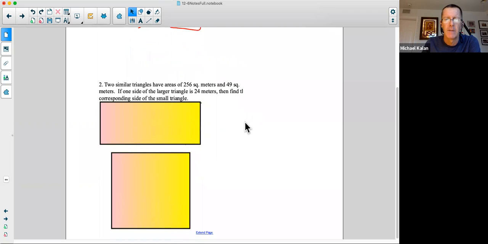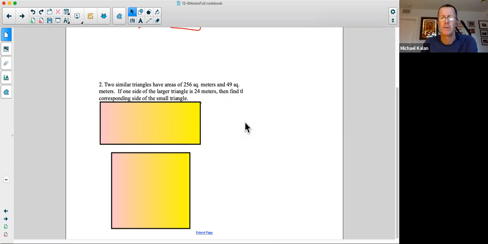Okay, let's look at number 2. Two similar triangles have areas of 256 square meters and 49 square meters. Oh, so nice of your math teacher to use those numbers. If one side of the larger triangle is 24 meters, then find the corresponding side of the small triangle, okay? So let's look at what we have again. We have similar triangles. We have an area of a bigger one and a smaller one. And we know one side of the bigger one is 24. We're trying to find the corresponding side of the small one. Okay, give it a shot.